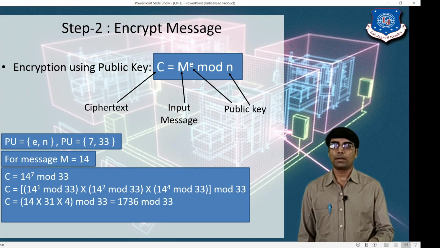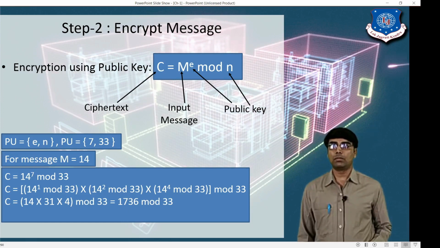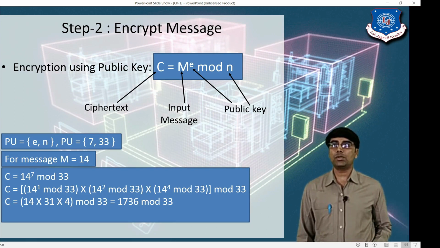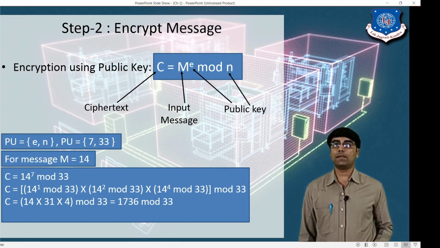You can see over here, you have to divide this 14 raised to 7. So how to divide this? You can see 14 raised to 1 mod 33, multiply 14 raised to 2 mod 33, multiply 14 raised to 4 mod 33, mod 33. It means 4 plus 2 plus 1, 14 raised to 4 plus 2 plus 1. You will get the 7.